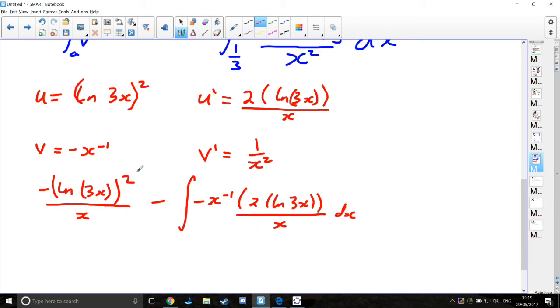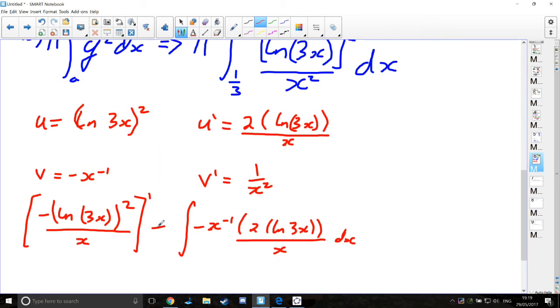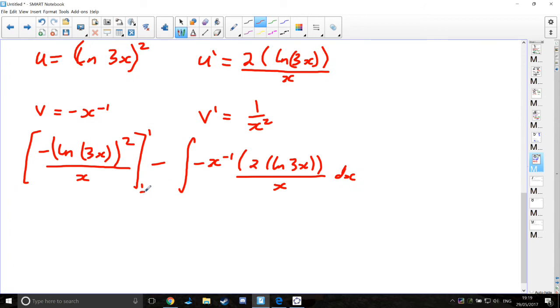And just for good measure, I'm going to chuck in all the limits before someone else in the maths department yells at me saying, "You're not doing it right, Josh. You're omitting limits."